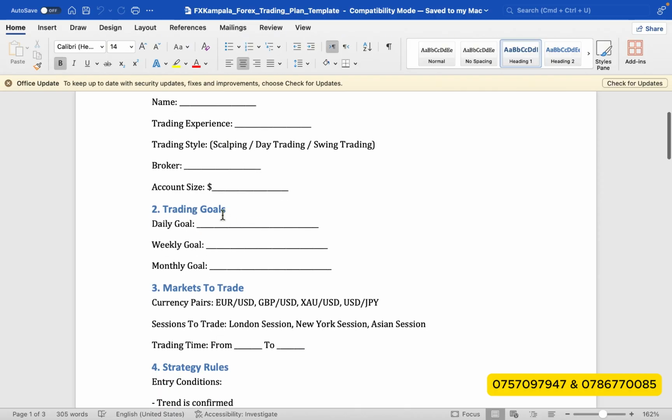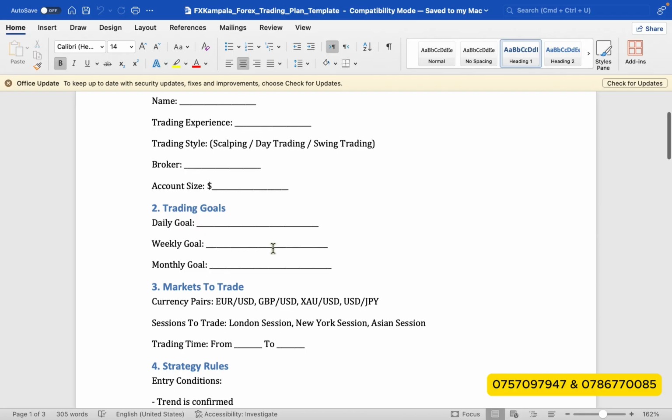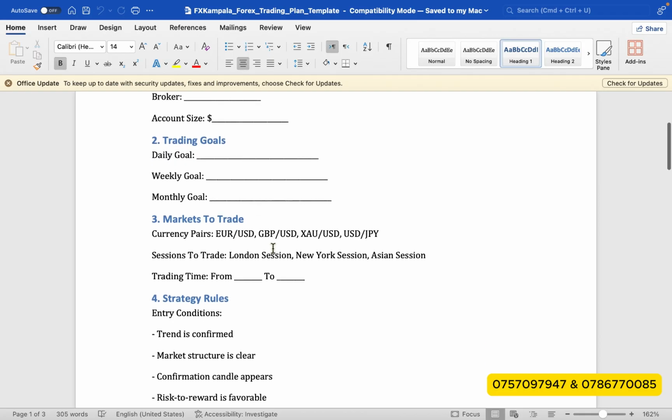Then the trading goals. It should have a trading goal, that is the daily goal, what your weekly goal is, and what your monthly goal should be. Still, markets to trade. You have to specify. Remember you're now planning your trades, so you have to be specific on which pairs you're trading. If you're trading one pair, then include only one pair. Remove the rest. If you're trading two pairs, then include only the two pairs.